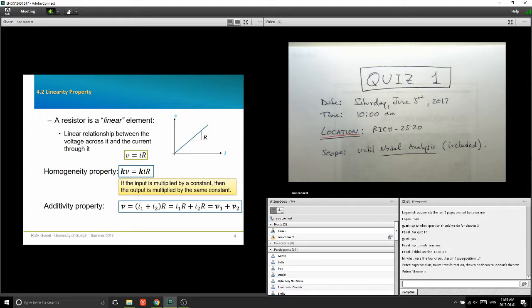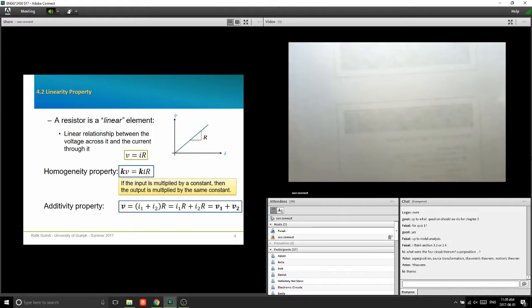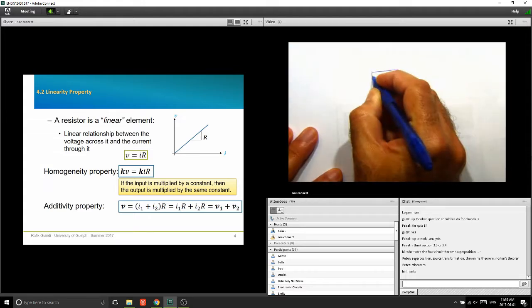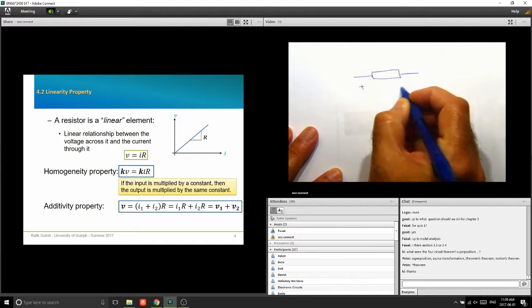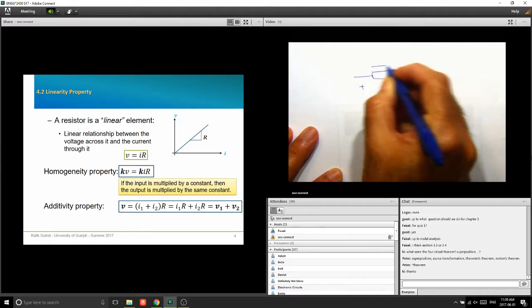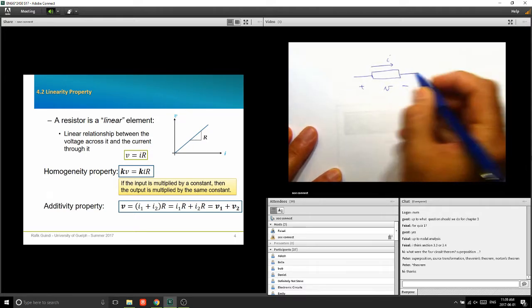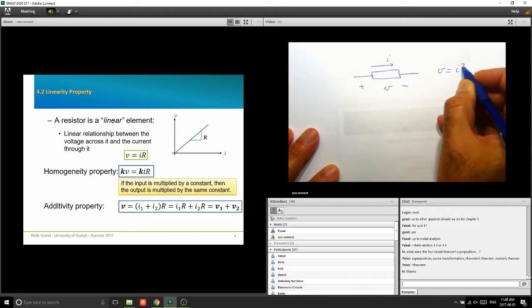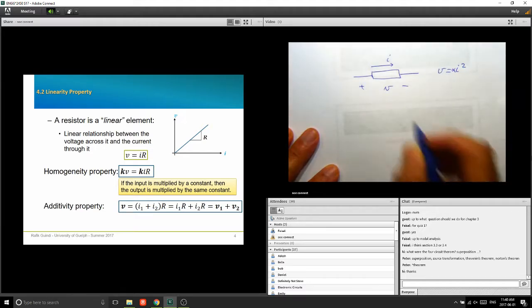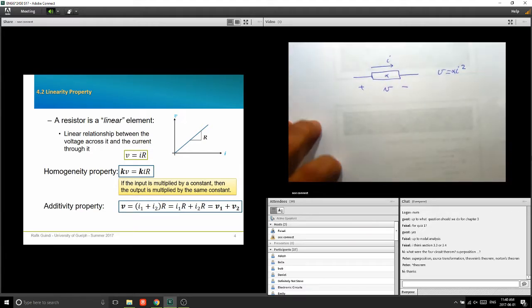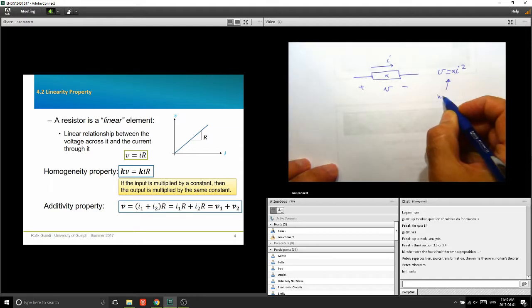Now, if I had an element where V and I are not represented by a linear property, let's say you have an element like that. This is V, this is I, and the relation is I square or alpha I square, like you have a parameter here. If you have something like that, it's non-linear.